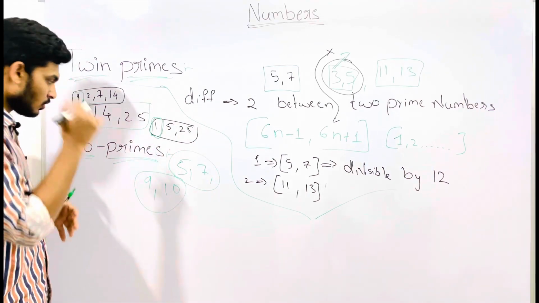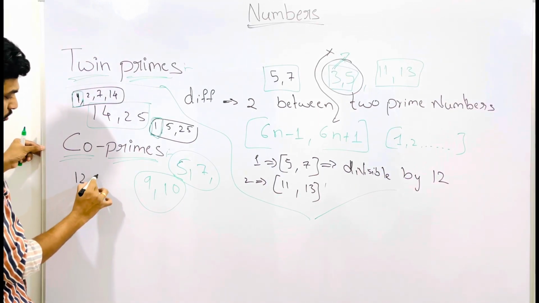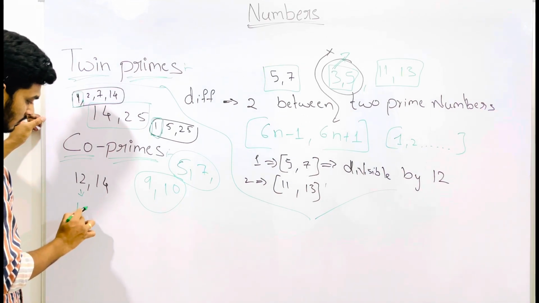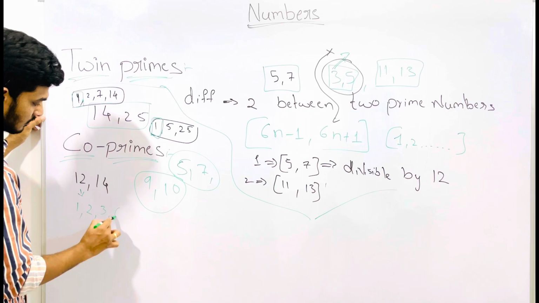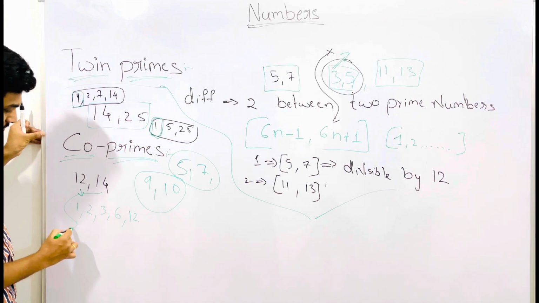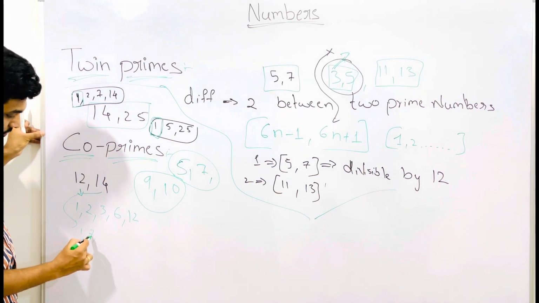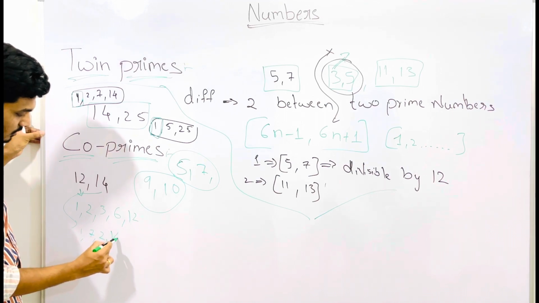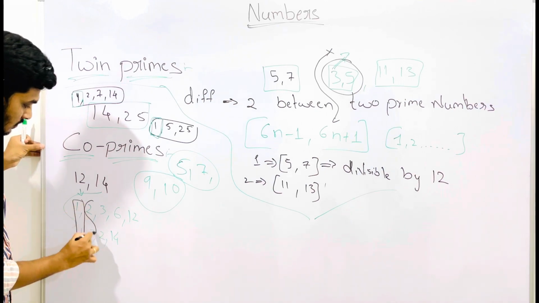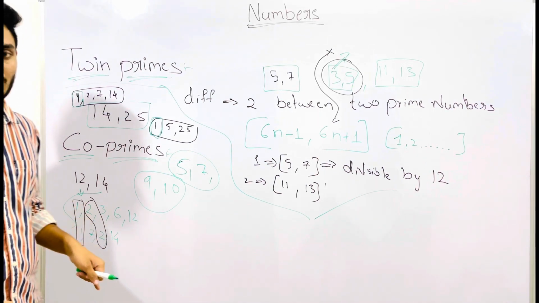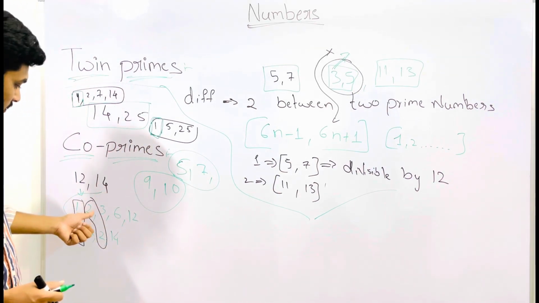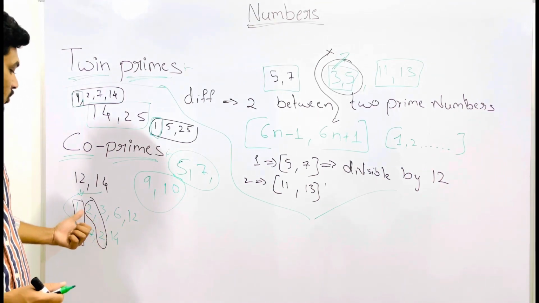Suppose we have 12 and 14. The factors of 12 are 1, 2, 3, 4, 6 and 12, whereas for 14 they are 1, 2, 7 and 14. If we closely observe, we have two common factors. As the definition says, HCF means highest common factor, and the highest of the common factors here is 2.